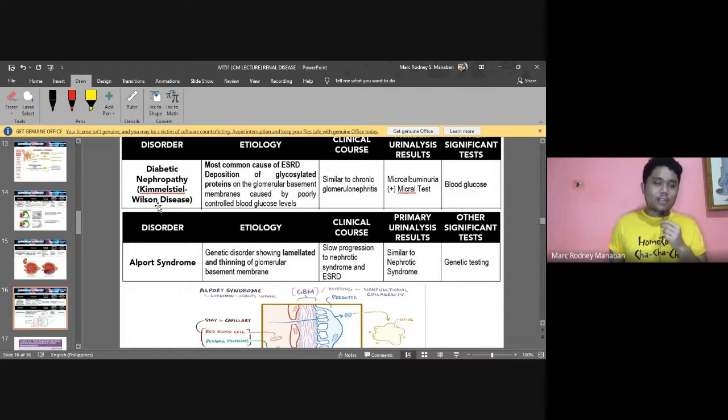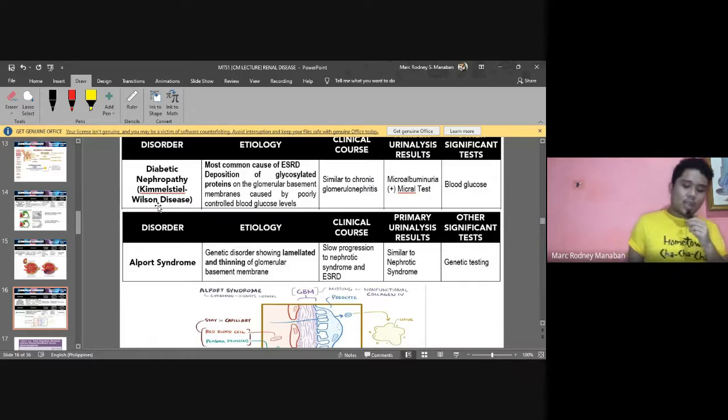Primary UA result, very important, as we mentioned, is microalbuminuria. Because again, a positive result is usually an early indicator of kidney damage or diabetic nephropathy. And of course, other significant tests, you have blood glucose, to monitor and to note the plasma glucose, the FBS concentration.